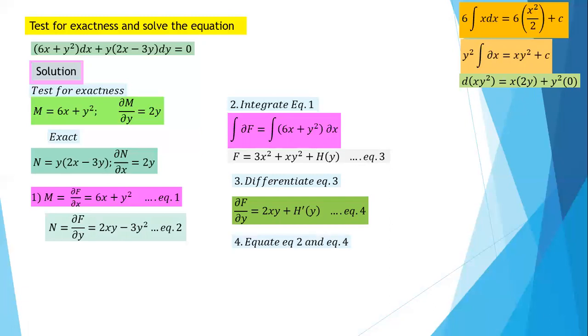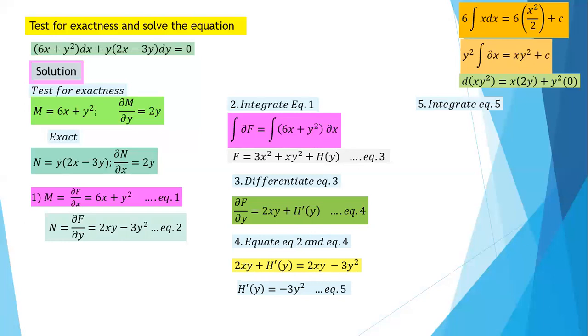Then equate equation 2 and equation 4. From equation 4 and equation 2, we have 2xy + h'(y) equals 2xy − 3y². So 2xy will be cancelled out. What is left is h'(y) equals negative 3y², and we let this be equation 5.